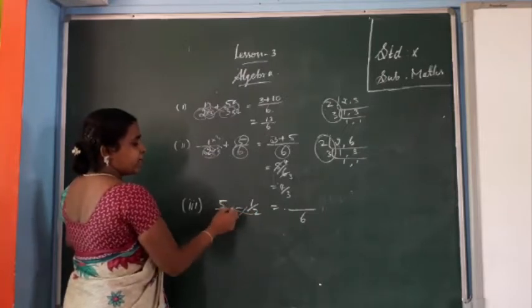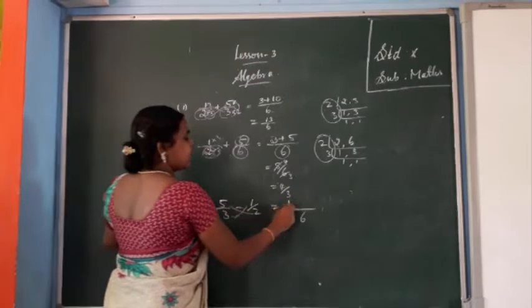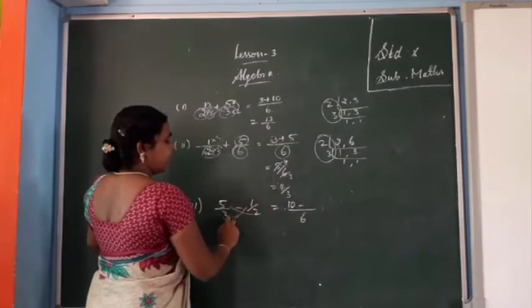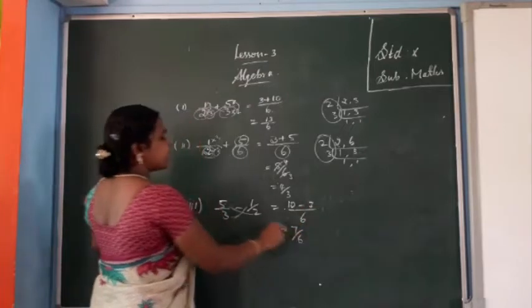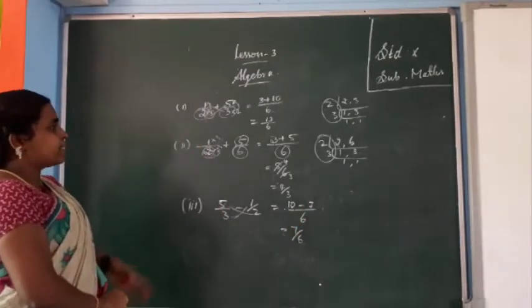So cross multiply: 2 5s are 10, 3 1s are 3. Just subtract, 10 minus 3 is 7. So 7 by 6. Okay, this is the method. Same as here also.